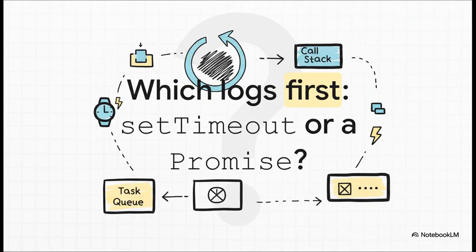All right, pop quiz time. Let's test that idea. We've got a timeout with a 0-millisecond delay, so it's going to put its callback in the task queue basically right away. And we have a promise that resolves immediately, which will put its .then callback in the microtask queue. So, which one do you think is going to log to the console first?